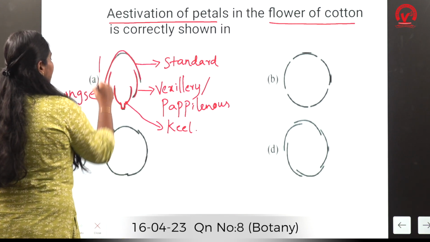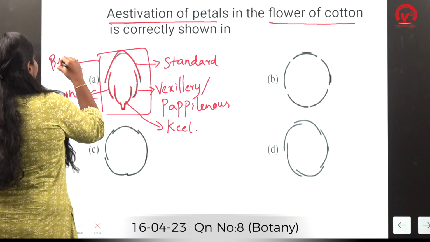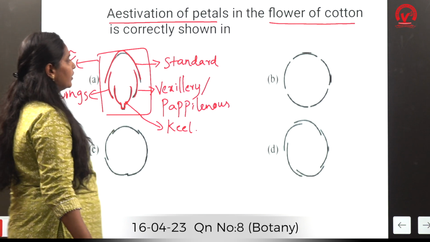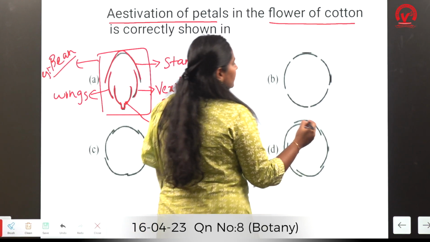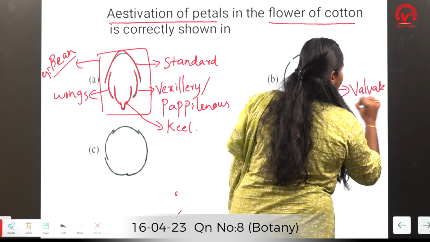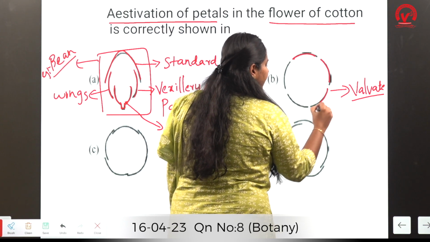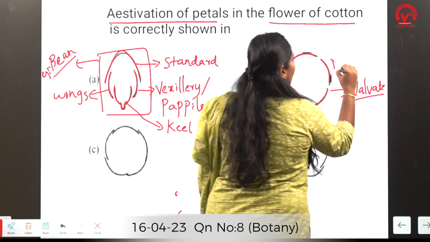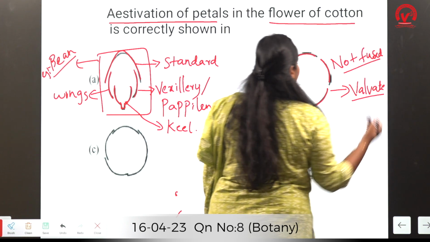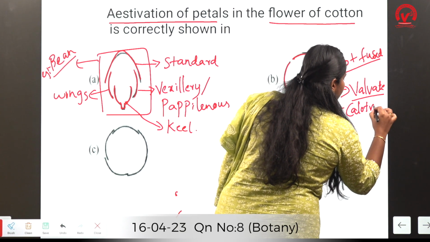Normally, this type of aestivation is seen in the bean plant. So, it is an example. Next, this type of aestivation is called valvate aestivation. In valvate aestivation, the margins of the petals meet each other, but they are not fused. An example for this type is Calotropis.